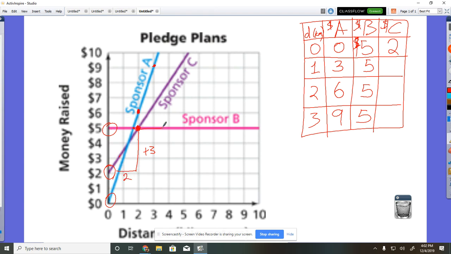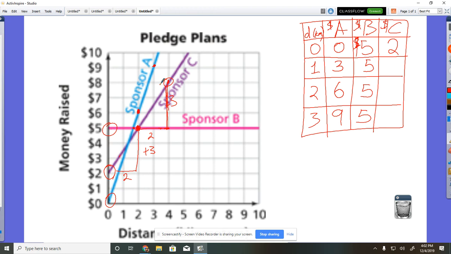If I walk another 2 kilometers over here to 4, I should earn another $3, which takes me from 5 to 8 for sponsor C, plus 3. And let me check the book for 4 and 8. Yep, the line crosses at 4 and 8.